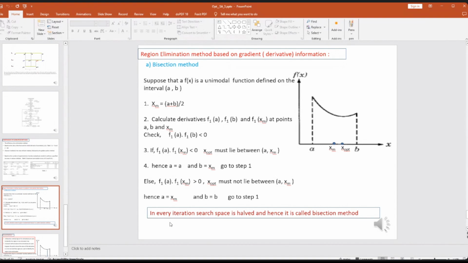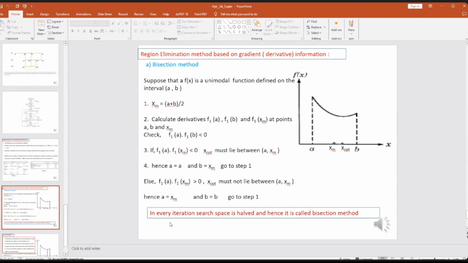So just by calculating the derivative at 3 points and checking this logic, we can eliminate 50% of the region in one iteration. Therefore, it is known as bisection. Is it clear or not? Yes, sir. Now if we repeat this process, within n iterations the total interval will be reduced to (b minus a) divided by 2 to the power n, as every time it is divided by 2. So we can achieve our accuracy very quickly. This is called bisection, a very easy, convenient method.